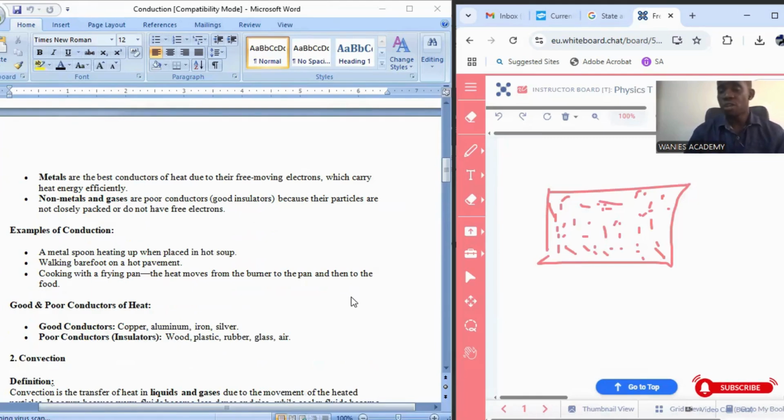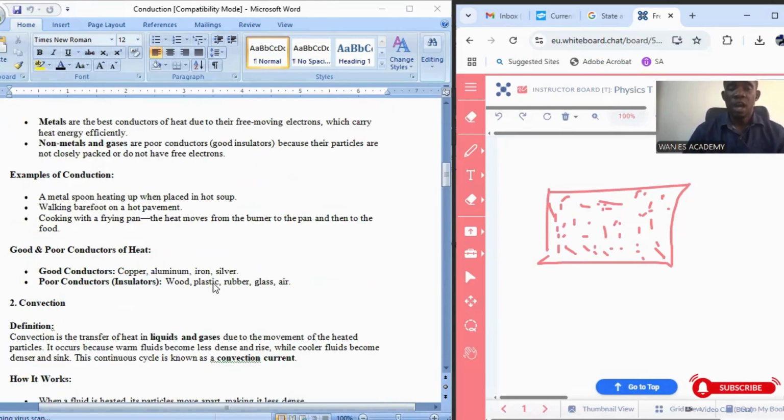A metal spoon, when you put it in a pot, before you touch it, it's already hot. Walking barefooted on a hot pavement, you feel the hotness of the pavement. Now, cooking with a frying pan, the heat moves from the burner to the pan and then to the food. Then you say you're cooking.